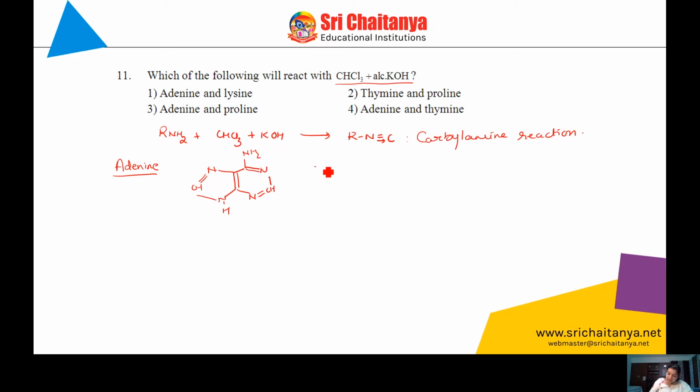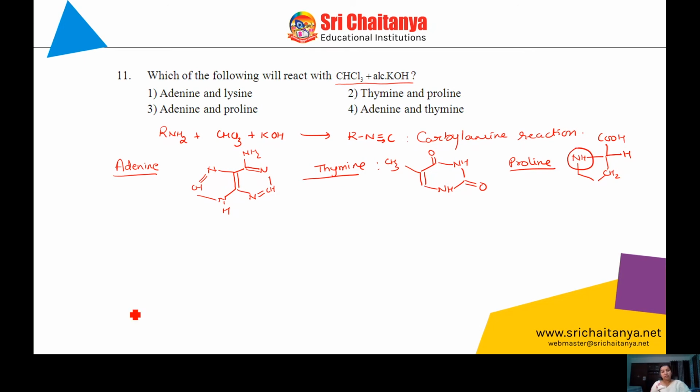Next it is thymine. So let me draw thymine. Thymine is CH3, double bond, NH, C double bond O, C double bond O, NH. Next they are mentioning proline. Proline, all of you have to remember, is very important because it is the only amino acid having a 2-degree amine group at the alpha position. So it is a very important amino acid otherwise also.